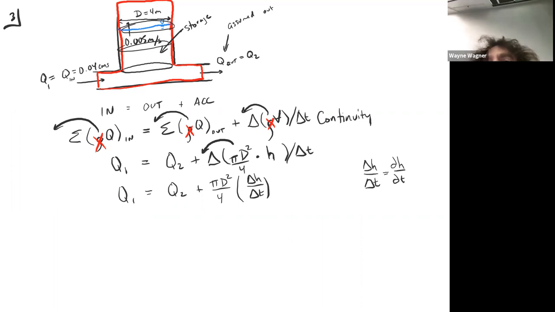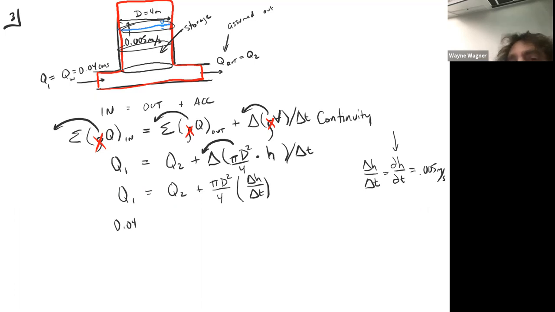And hopefully you can see that this is a positive number, and it represents the change in height over time of the water surface. So that is 0.005 meters per second. Okay, and hopefully you can see that. And so at this point, we just plug and chug. So we're going to get Q1 is 0.04.